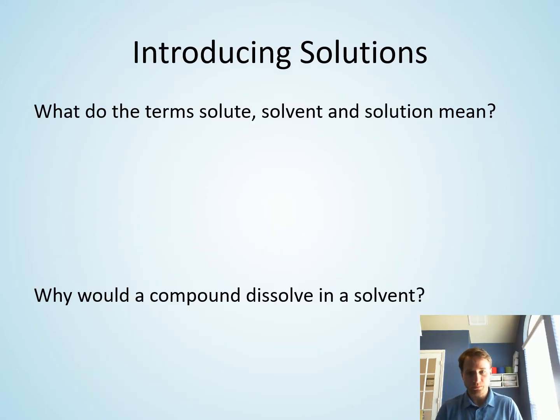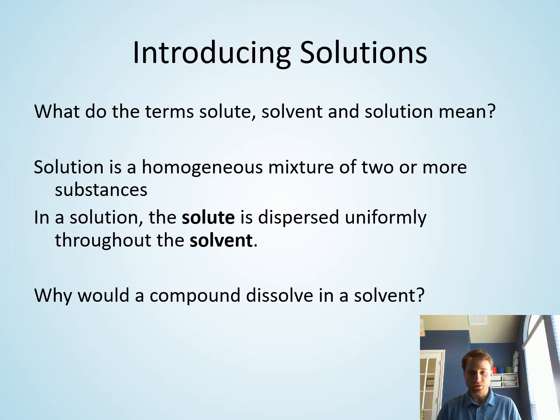Let's remind ourselves of some terms we'll be using when we talk about solutions: the solute, the solvent, and the solution. A solution is a homogeneous mixture of two or more substances. In this solution, the solute is dispersed uniformly in the solvent. Typically there's a lot less of the solute and a lot more of the solvent. In most solutions we talk about in this class and in chemistry, the solvent is often water, and the solute is something dissolved in water. But the solvent could be other compounds as well.